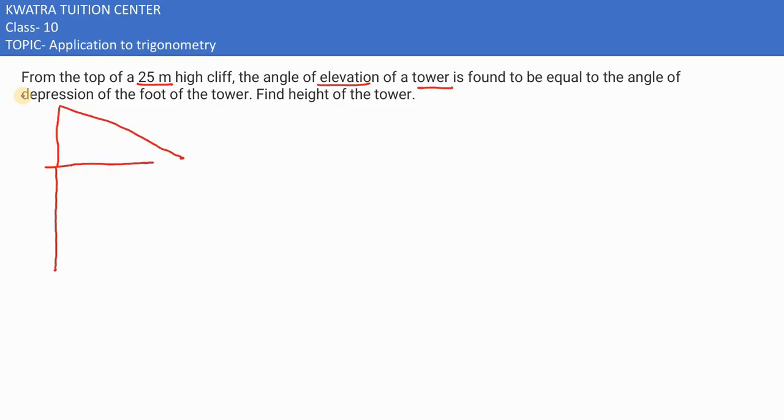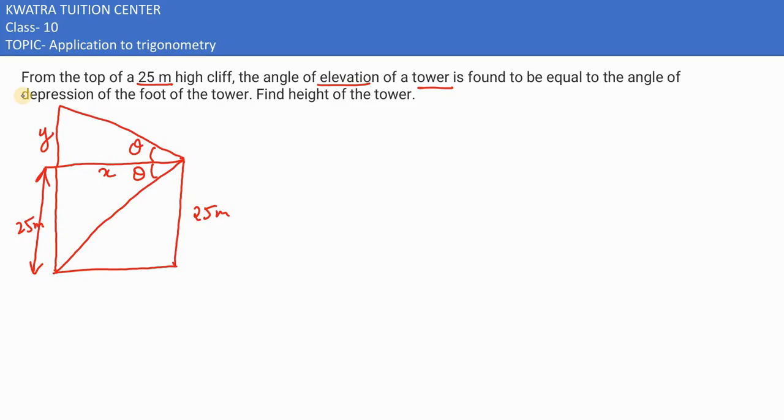They are saying the angle of elevation is some angle theta, let's say, and it is equal to the angle of depression, that would be theta as well. Now here, the length of the cliff is given as 25. The tower's height we have to find, let it be y, and let the distance from this point be x in this case. This is 25, so the opposite one would also be 25 meters, and if the distance from this is x, this would be x as well.